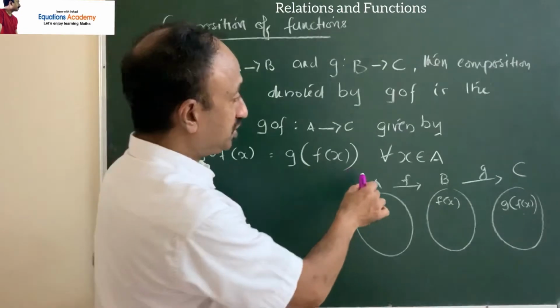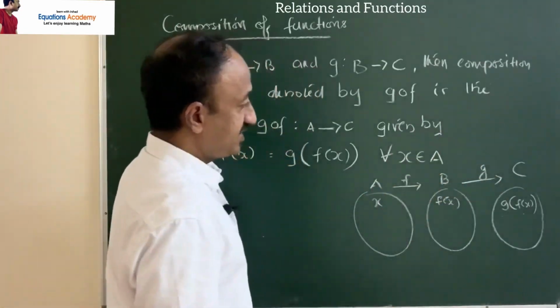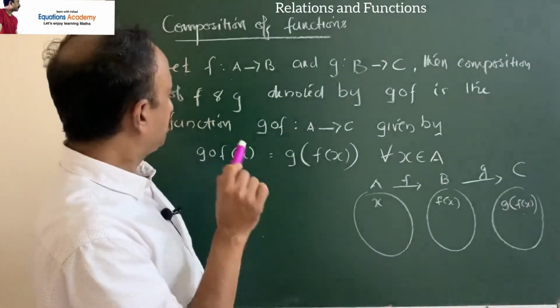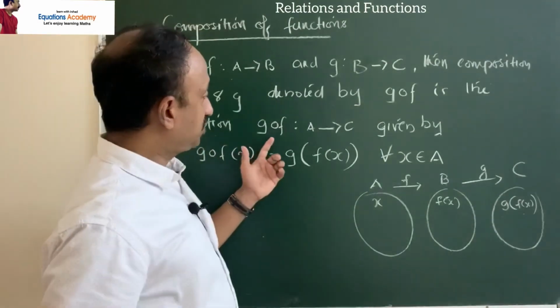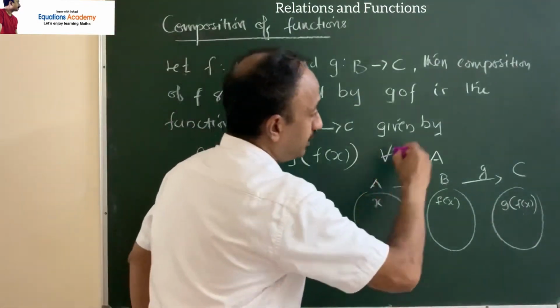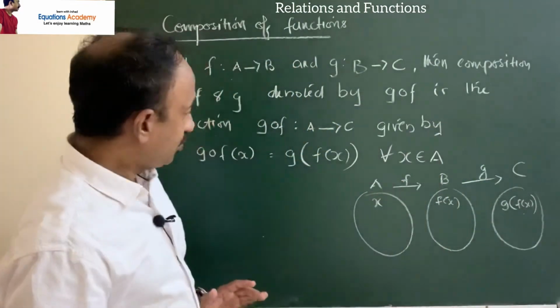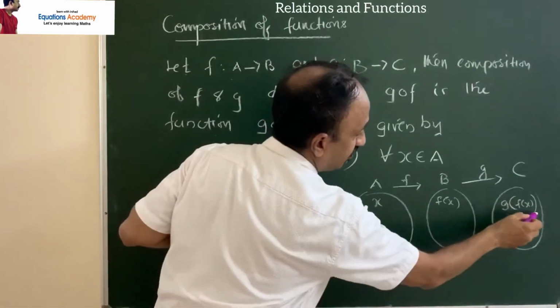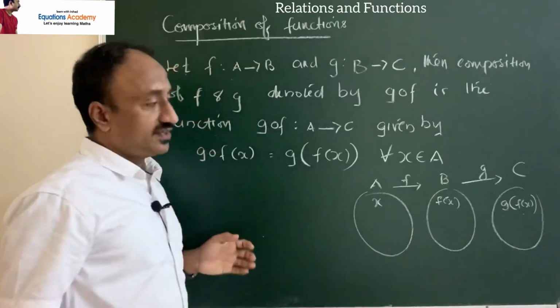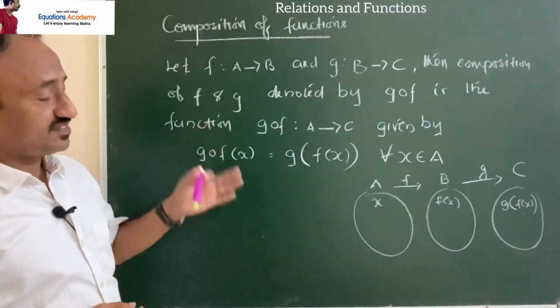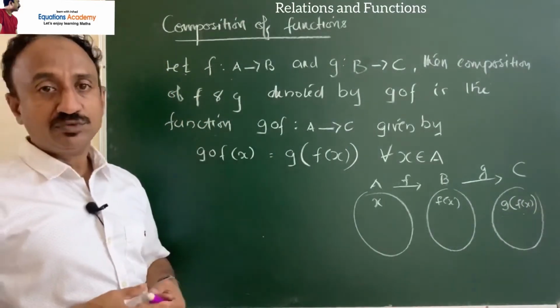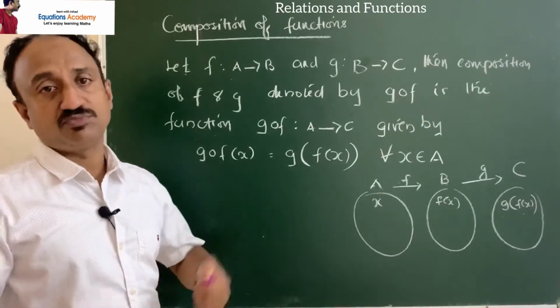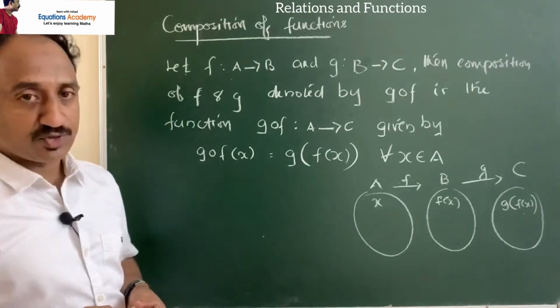So the composition of f and g, that is g composition f from A to C, is equal to g of f of x. This is the definition. We will do problems, then we will understand it more clearly. Let's do some problems now.